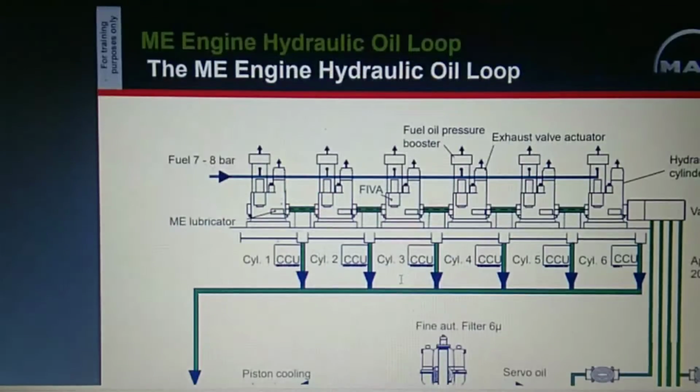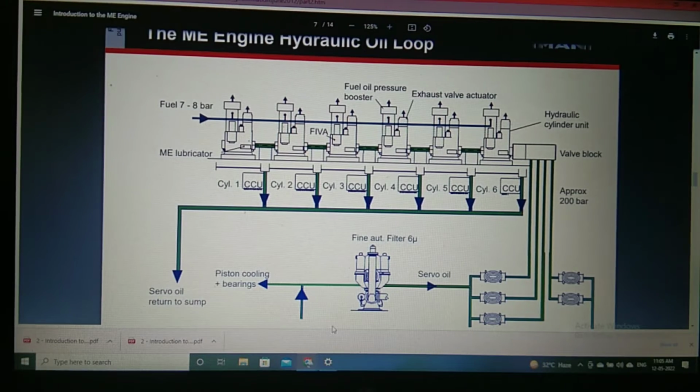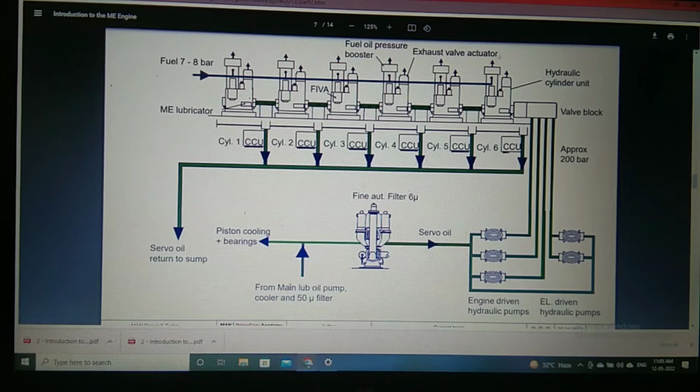So this is the ME engine hydraulic oil loop, you can see. This is the main engine hydraulic oil loop. The oil which is used for the main engine, for main bearing lubrication, right? So this is the filter. This is the oil which is going to the main engine for lubrication. From that the oil pressure is 2 bar. From there it goes to a fine filter of up to 6 microns. This is the servo oil, we call it servo oil.